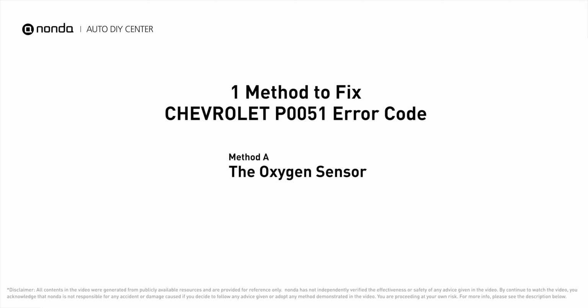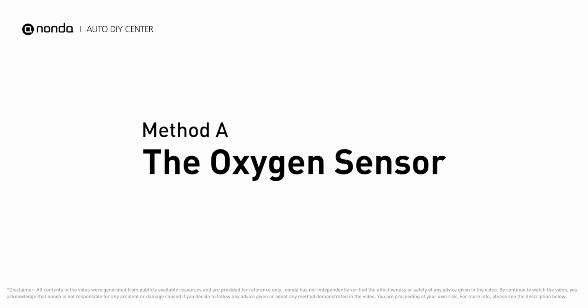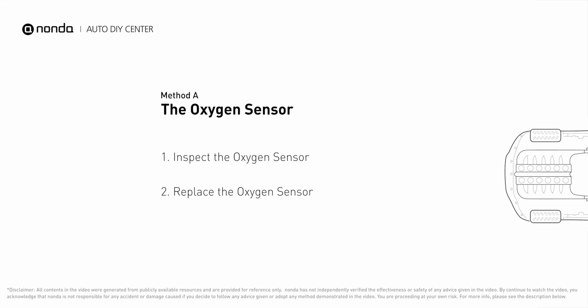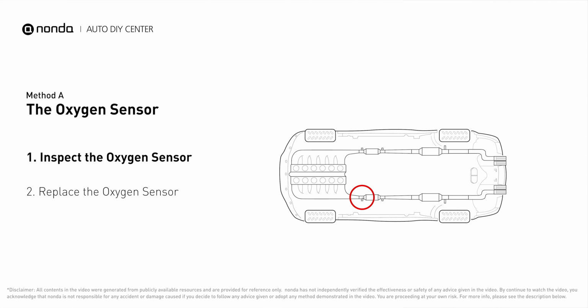Here is one of the most practical solutions to fix Chevrolet's P0051 error code. Method A, the oxygen sensor. This oxygen sensor is located right before the catalytic converter. Bank 2 is on the side with the cylinder number 2. Sensor number 1 is usually the one in the exhaust manifold.